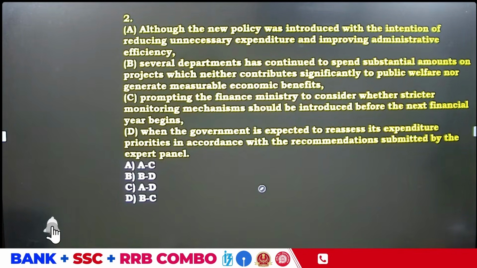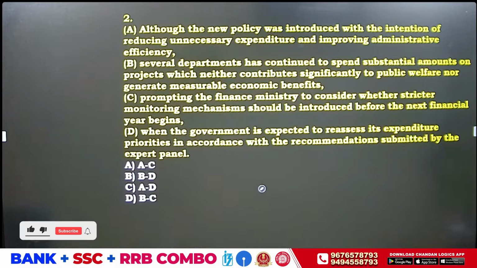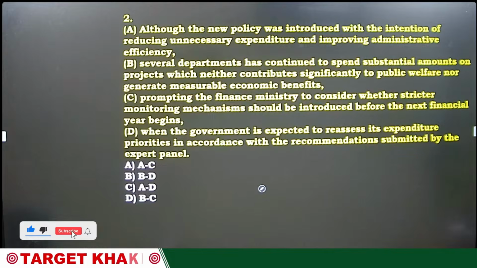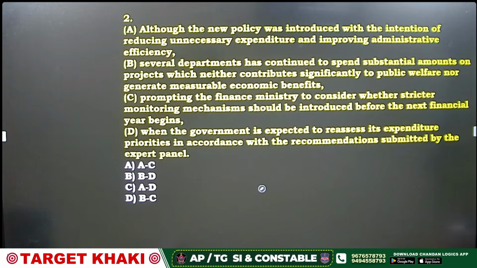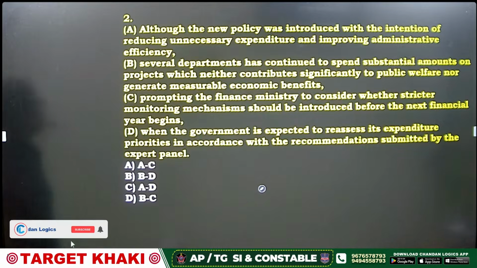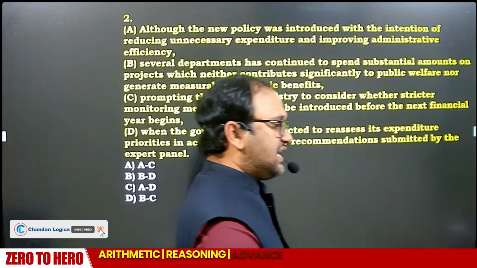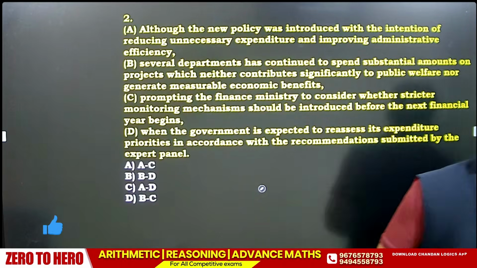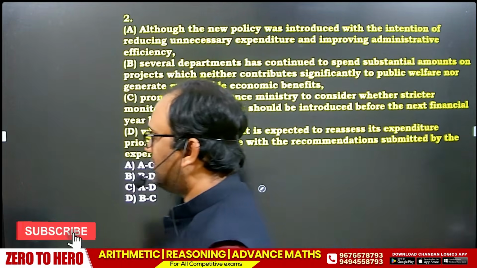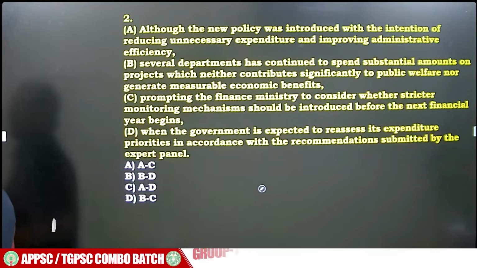Nobody answered yet. Can you be more specific, Vishnu? Like if you say BD, what exactly is the problem in BD? What is the error in B and what is the error in D? So that the subject can be more clear.